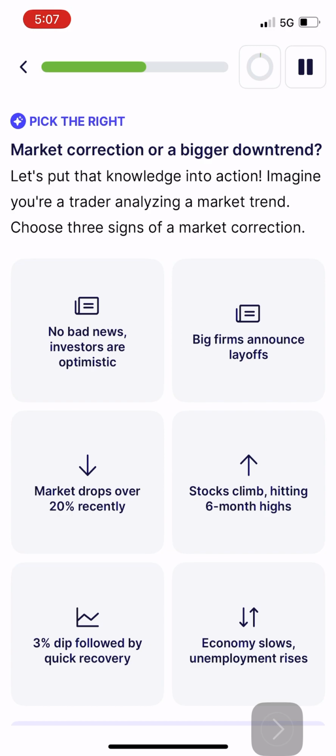Knowledge check. Market correction or a bigger downtrend? Let's put that knowledge into action. Imagine you're a trader analyzing a market trend. Choose 3 signs of a market correction.